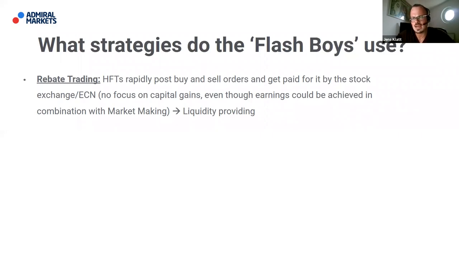So some of you probably have learned about the big fragmentation, especially in the US equity market. There's not only one stock exchange, the NYSE, but there are several stock exchanges, and the marketplace is very, very fragmented. And the reason for that is also that we have a so-called maker-taker model. So maker-taker means there's someone who's making the market and there's someone who's taking the liquidity offered.